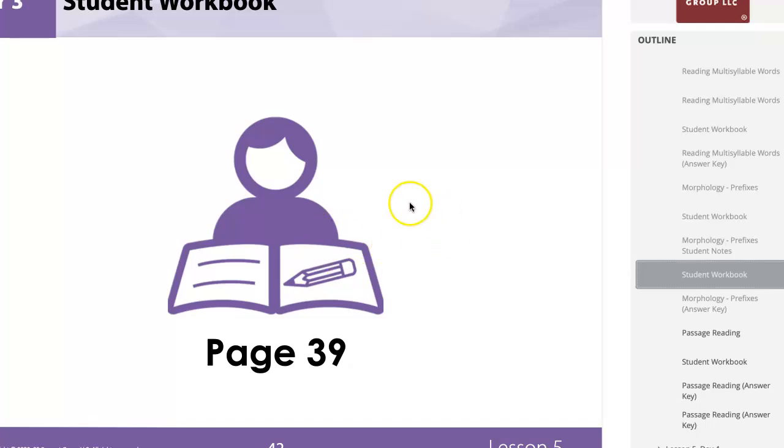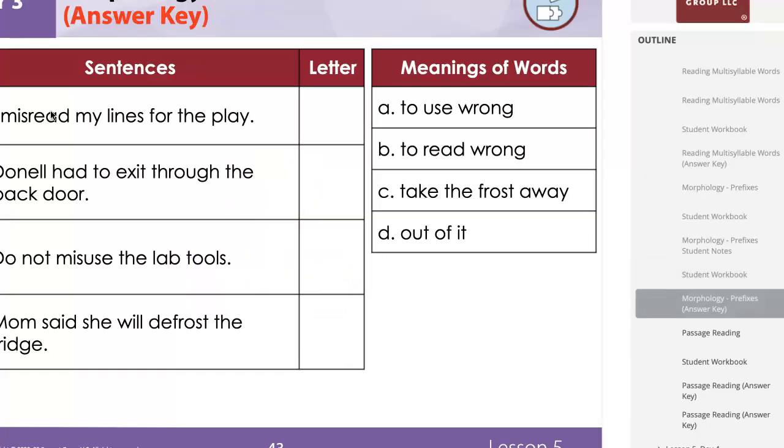All right, the last thing we're going to be working on, this is on your paper. It's on page 39. If I can get my mouse to cooperate. All right, so what we have, it says we have some sentences to the left, and to the right we have some meanings of words. And what we're doing, we are finding a word in each sentence, and we're trying to figure out the meaning of that word. Okay, so all you're going to do, you're going to write the letter beside the sentence of what you think that word means. So let's take a look at number 1.